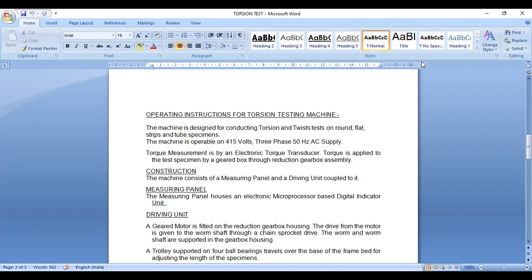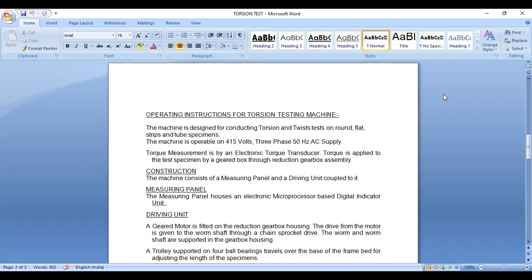The measuring panel in this machine houses an electronic microprocessor-based digital unit. Digital means the numbers are shown on the display, so we do not have to write down or measure them. That is within the digital display, which acts as an indicator device, and it is microprocessor based.